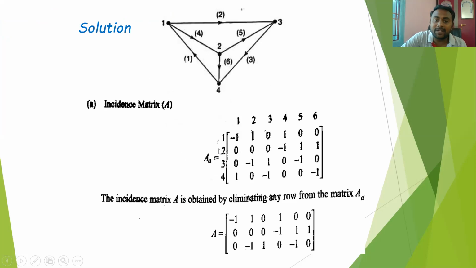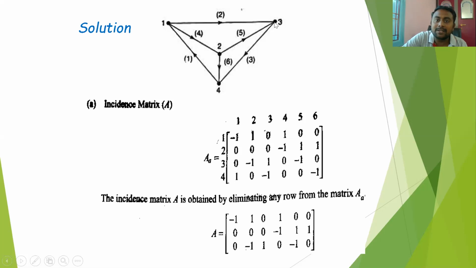So I have to write the first matrix, the incidence matrix. First, I write the nodes versus the branches. For the first node, associated branches are 1, 4, and 2. 1 is incoming, 4 is outgoing, 2 is outgoing. So 1 is incoming means minus 1, 4 is outgoing plus 1, 2 is outgoing plus 1. For the second node, associated branches are 4, 5, and 6. 4 is incoming, 5 is outgoing, 6 is outgoing. So 4 is minus 1, 5 is plus 1, 6 is plus 1.